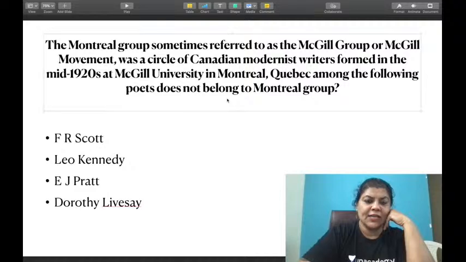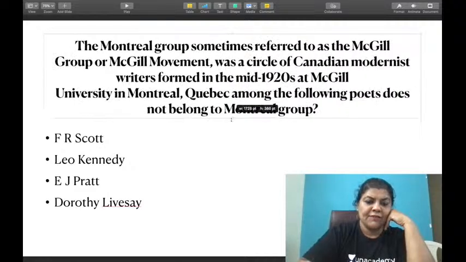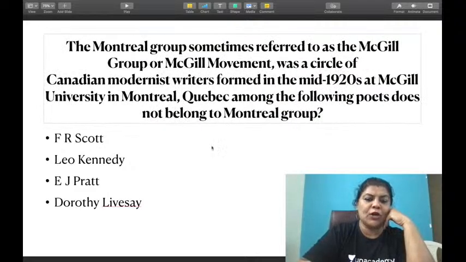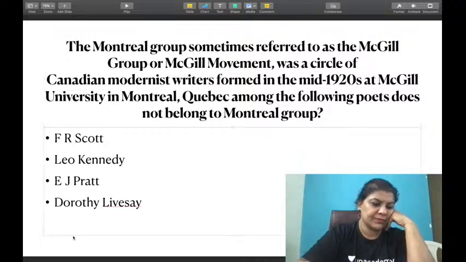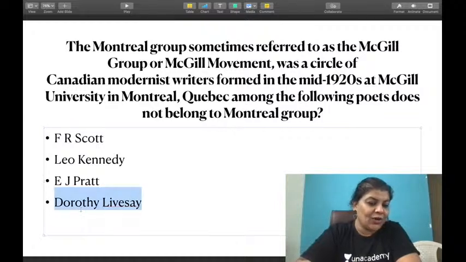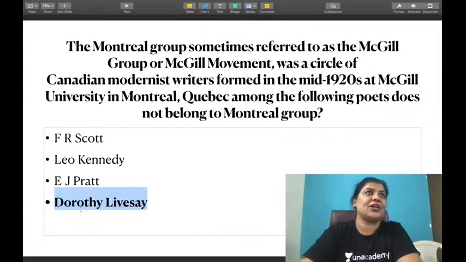The Montreal group, sometimes referred to as the McGill group or McGill movement, was a circle of Canadian modernist writers formed at McGill University. Which of these poets does not belong to the group? F.R. Scott, Leo Kennedy, E.J. Pratt, Dorothy Livesay. It is Dorothy Livesay. Dorothy Livesay is not in that group.